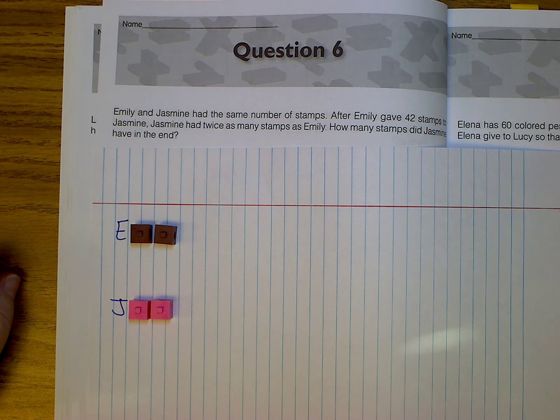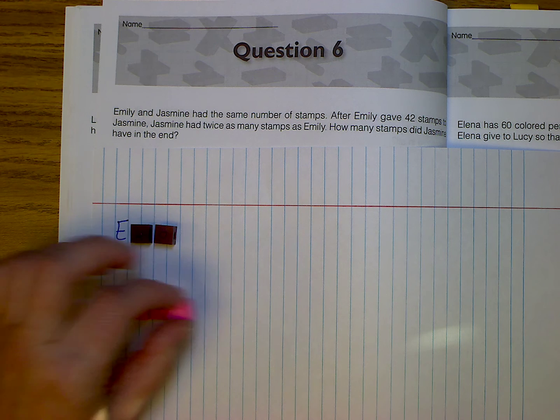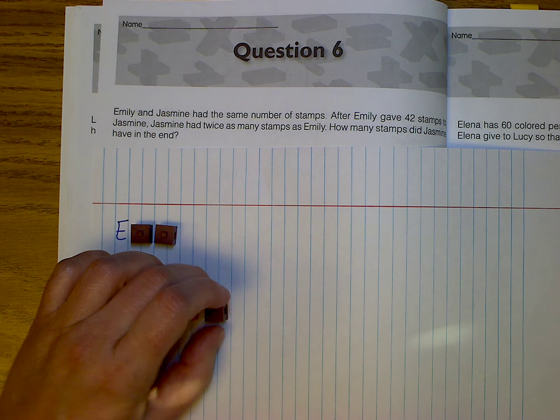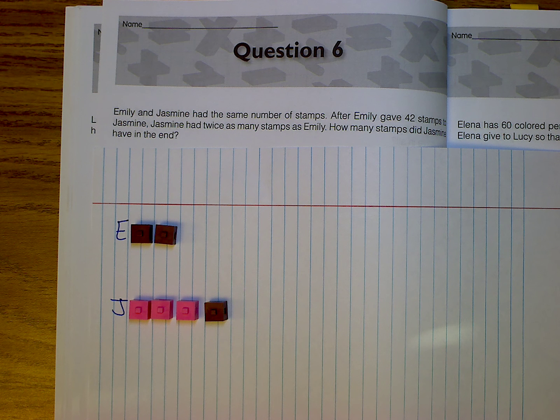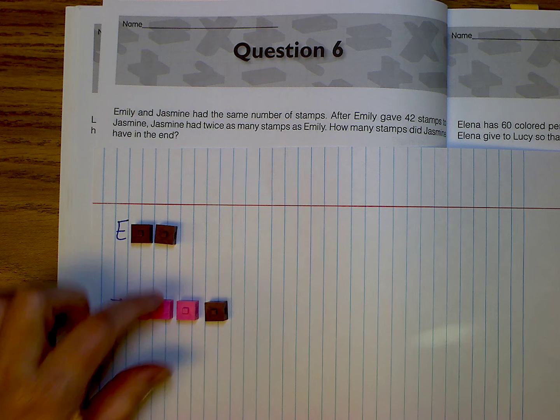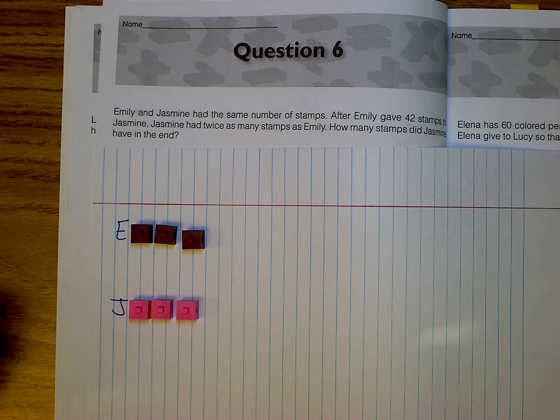Now they have the same, don't they? You would give Jasmine one more block to make it 3, or you would give her 2 more blocks because that means you would have 4, and when you moved one up, they each would have 3. So you think if I added 2 more to Jasmine, now does Jasmine have twice as many as Emily? Because 2 times 2 is 4, and if we give one back, do they have equal amount?